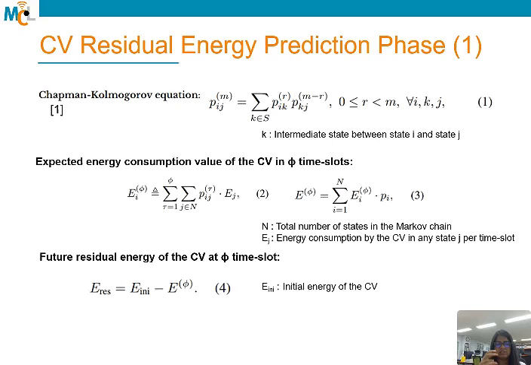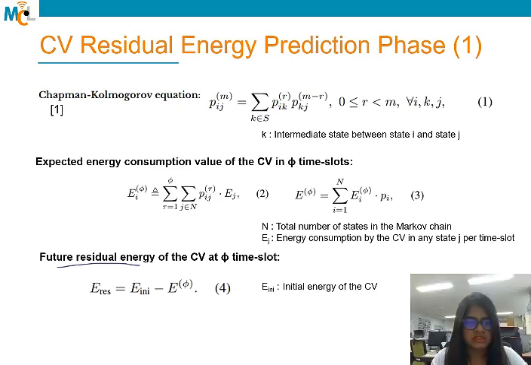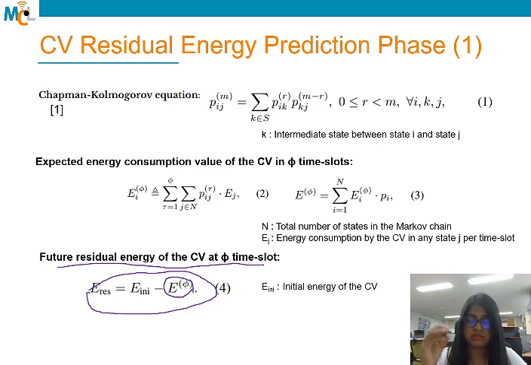With all these details, we can find the future residual energy of the cut vertex at pi time slot. It can be calculated as E residual energy, which equals the initial energy of this underwater sensor node minus the energy consumed in pi time slots. So we subtract and we get the future residual energy by using equation 4.